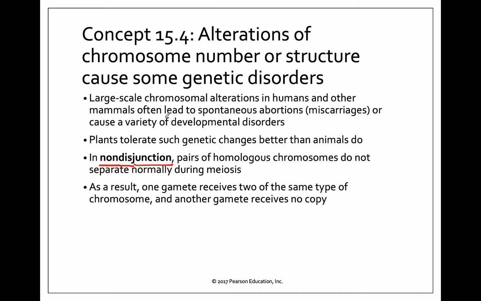In humans, there are some chromosomal disorders that we tolerate to birth. However, there are not very many. Plants can tolerate genetic changes a lot better than animals do, and so there are more chromosomal non-disjunctions that are persistent in plant species than animals.